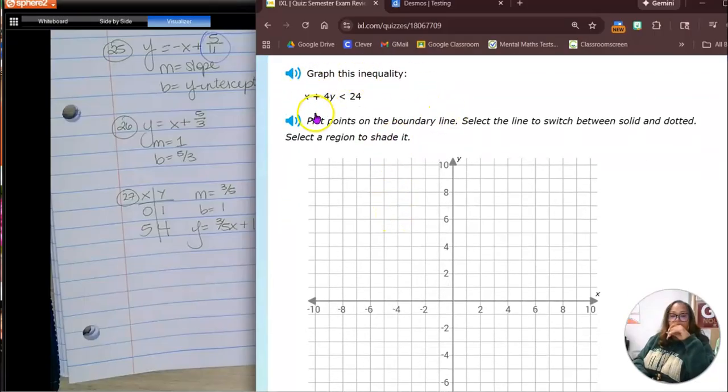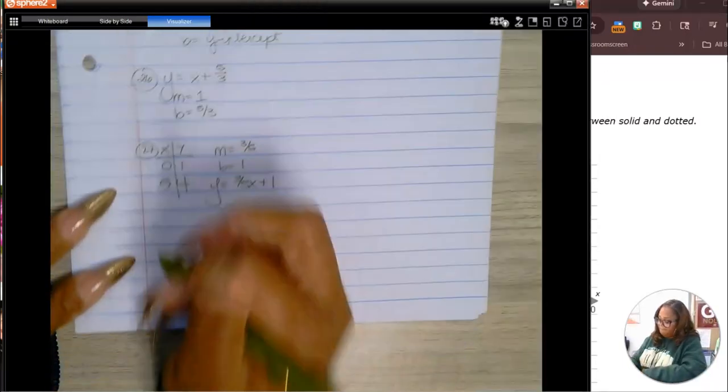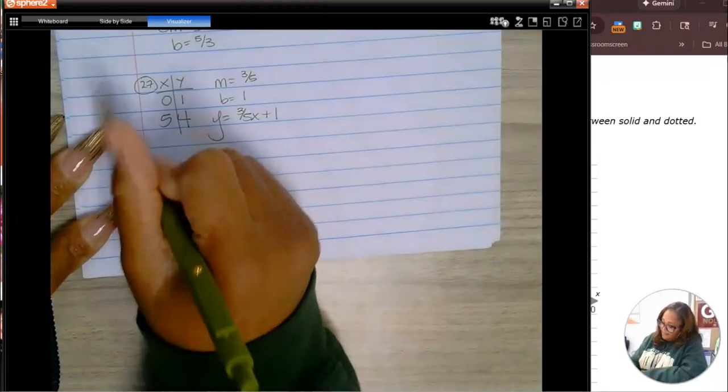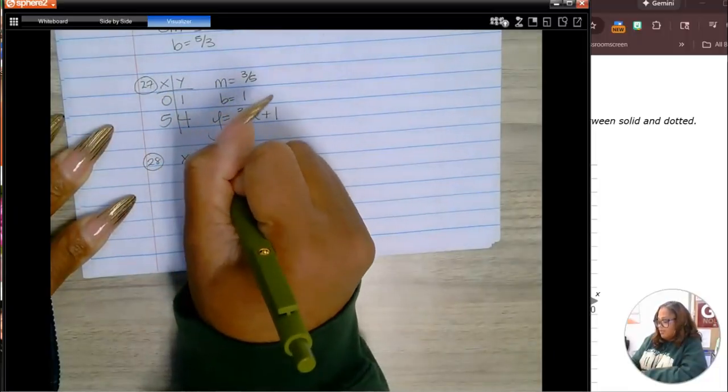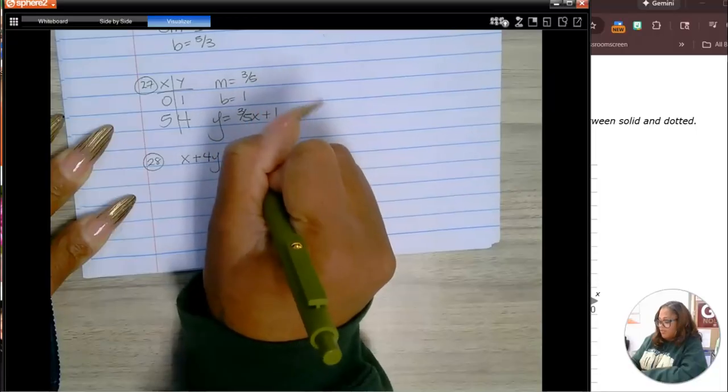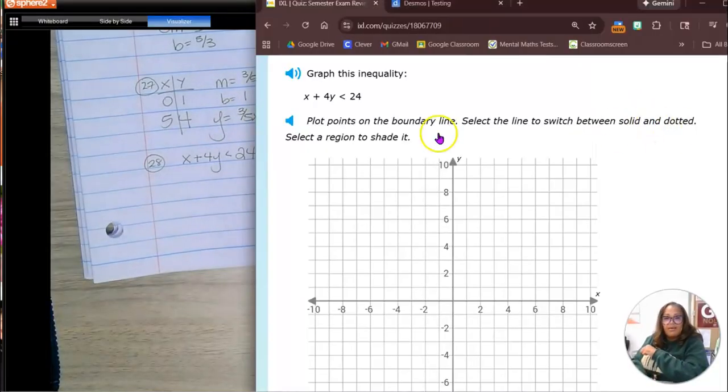28. Graph this inequality. X plus 4y is less than 24. We've got to solve for y in order to graph this. Otherwise, it's not going to make any sense to me. So let's solve for y. Was it less than? Yeah.